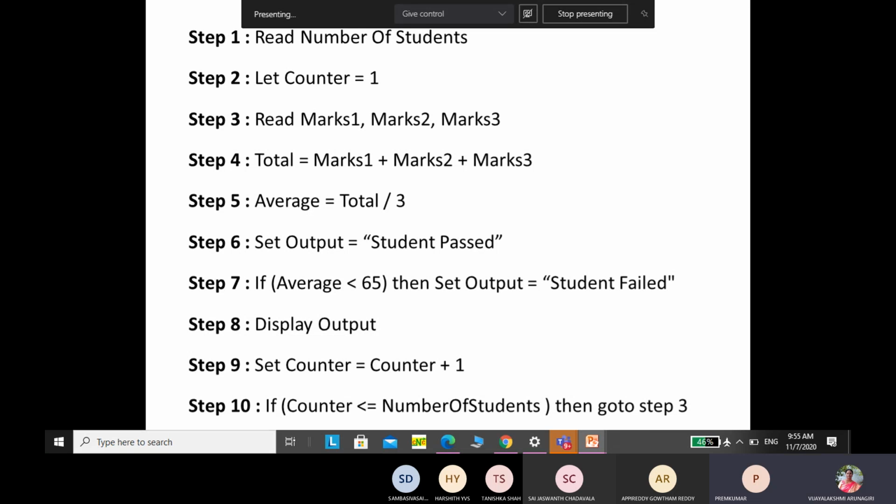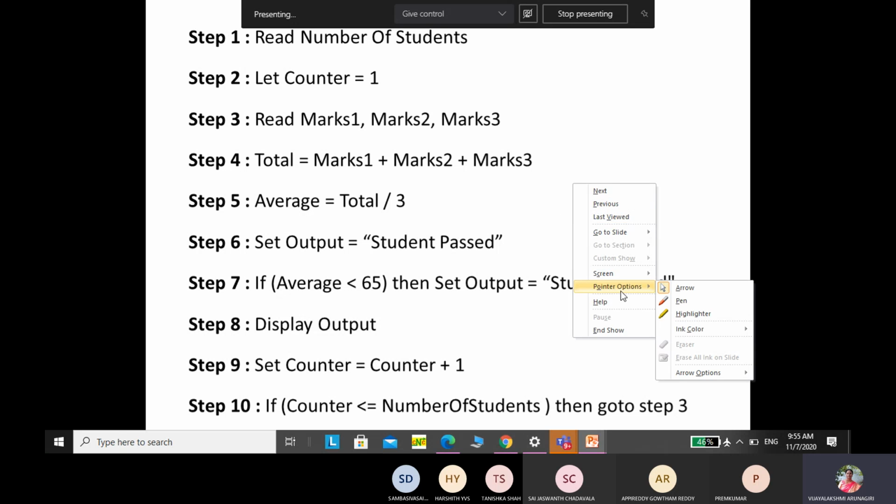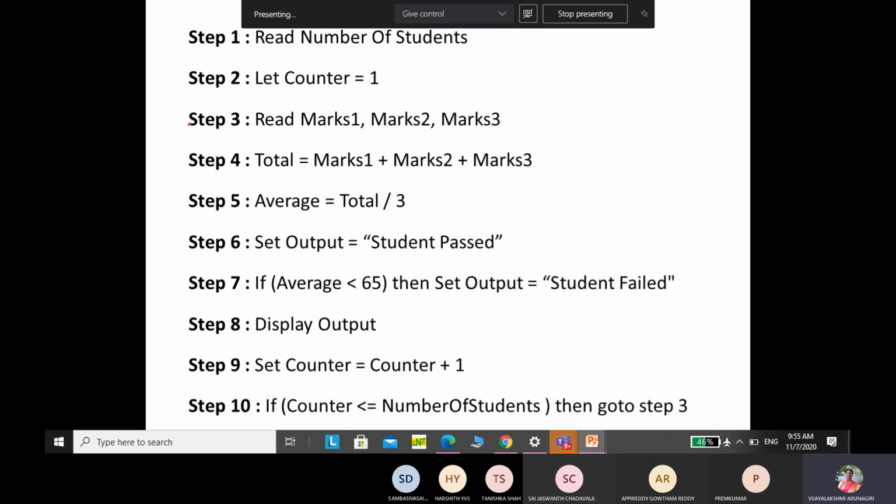So then the process is here: read mark 1, mark 2, mark 3, find the total of mark 1, mark 2, mark 3 and the average of the 3 marks, and set the output as pass, and if the average is less than 5, then set the output as failed, and display the output. These statements we have already discussed in selection. Is it correct or not? If you compare this algorithm with the previous algorithm, these steps I have already given, right? Yes, ma'am. So these steps I have to repeat for more students.